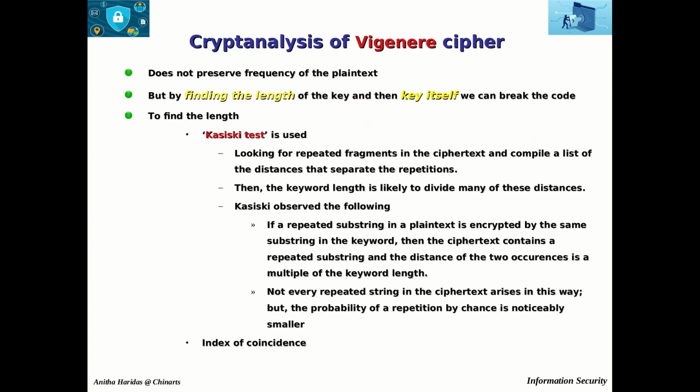Now coming to the cryptanalysis of beginner cipher, we can see it does not preserve frequency of the plain text, because the frequency is not used here as it is a polyalphabetic cipher, obviously. But by finding the length of the key and then the key itself, we can break the code in the beginner cipher, which is little difficult. Even then, there is a possibility of finding the length as well as finding the key itself so that we can break the code even though it is encrypted using beginner cipher.